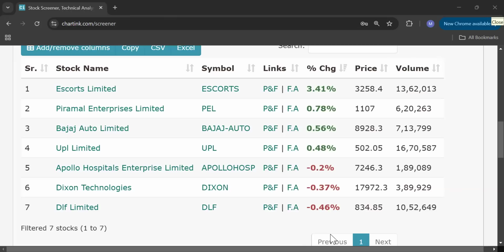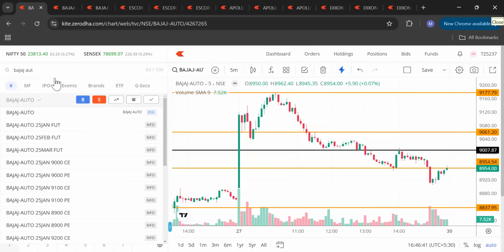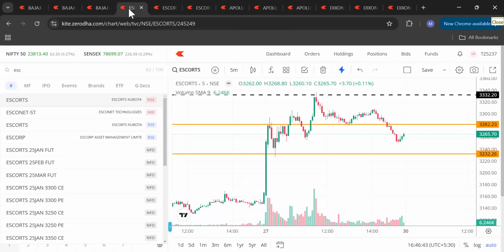Now let me share the chart. Yes, now these are the charts. First, let's go to Escorts. Let's verify whether the first 5-minute candle high minus low is greater than 1 day ago high minus low. Just see, high is 3257.25, minus low is 3161.55, and this difference is 95.7.